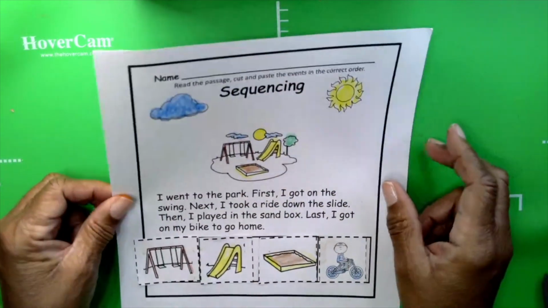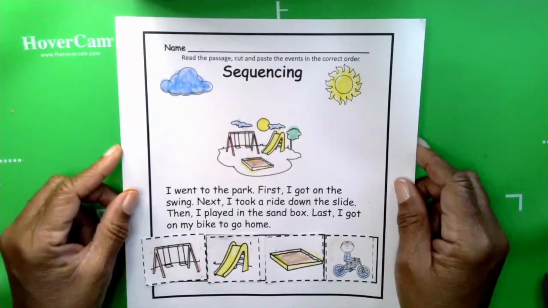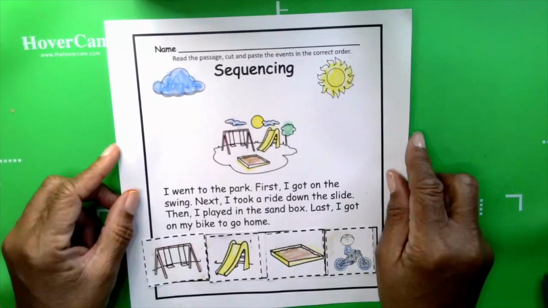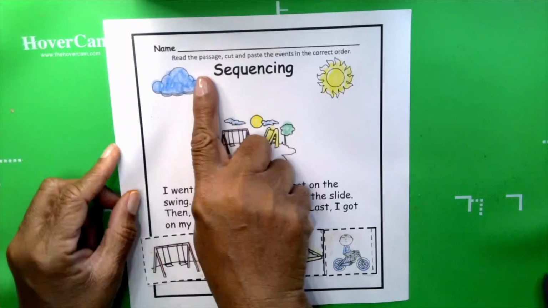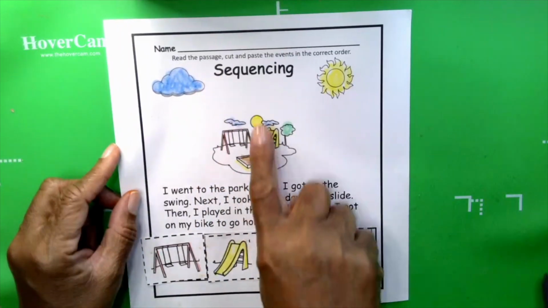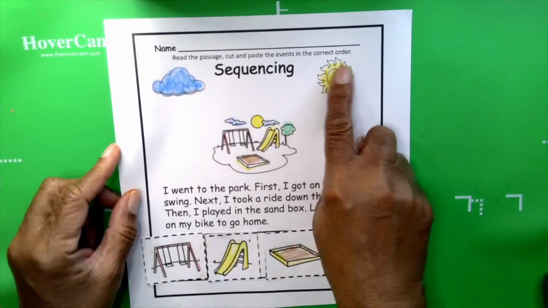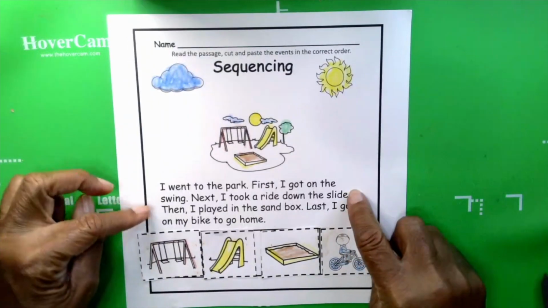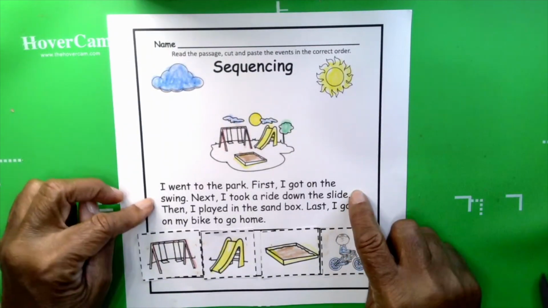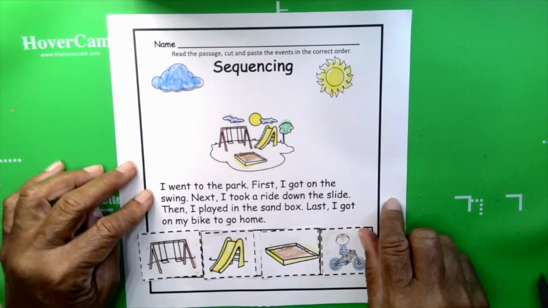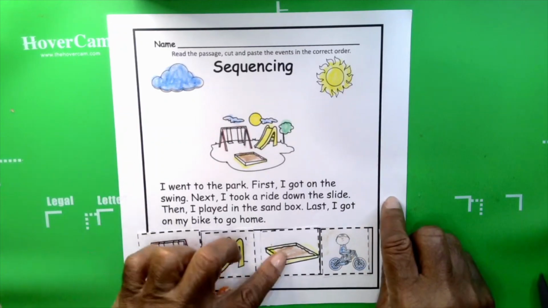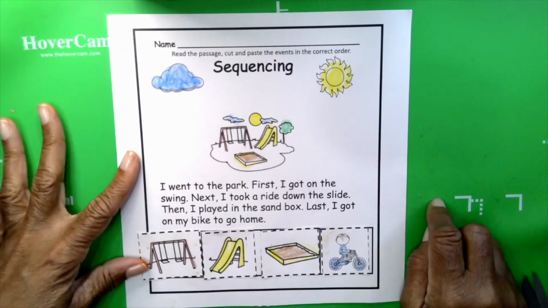Before we leave, we're going to review once more. We read the directions that said read the passage, cut and paste events in the correct order. And that's just what we did. I want you to listen to the story, and I'm going to read it, and you make sure that we have our pictures in the right order.